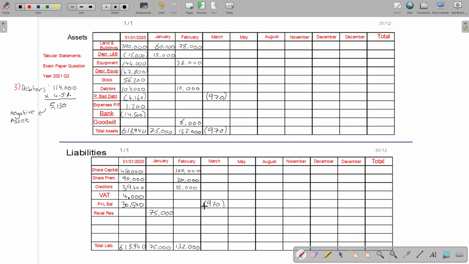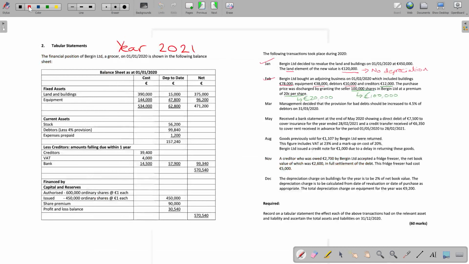The reason it goes into the profit and loss is because if you're doing your question ones, your sole trader or your company accounts, any provision for bad debt increase or decrease has to go into the P&L. So 970. It's always the increase or decrease, not the actual provision, that goes in there. So that's perfect. That's not the hardest question in the world in comparison to the other ones.